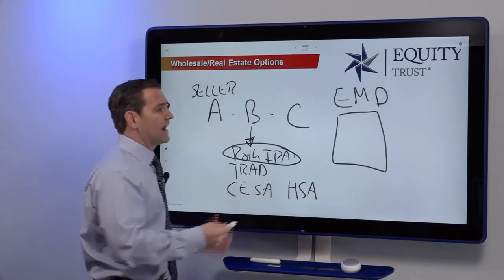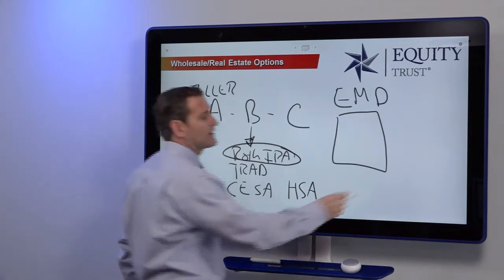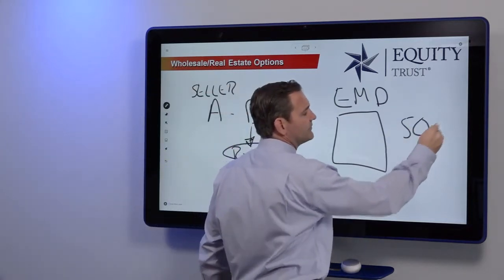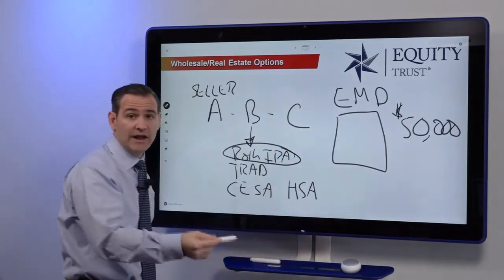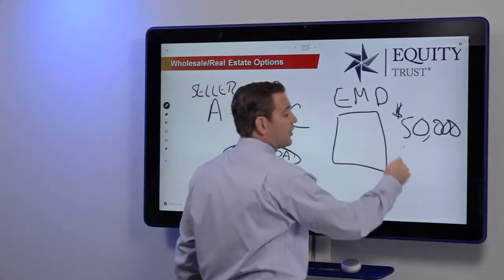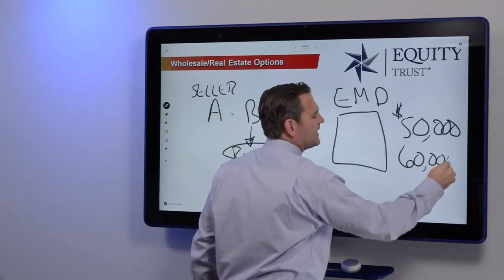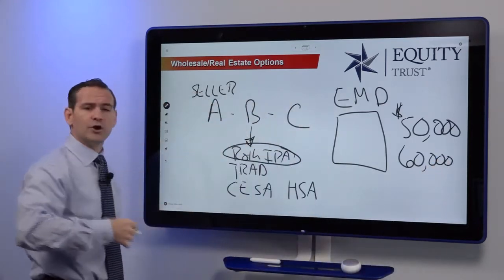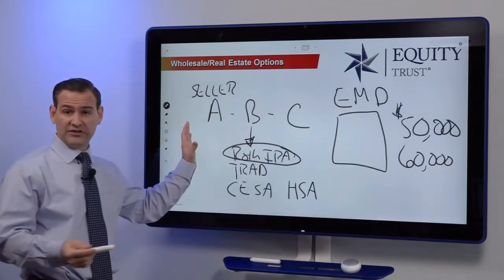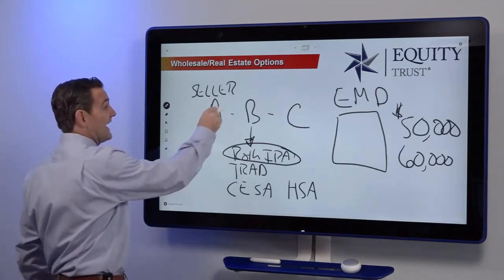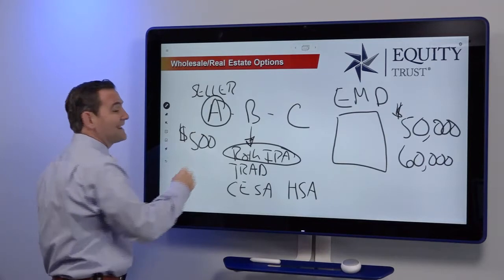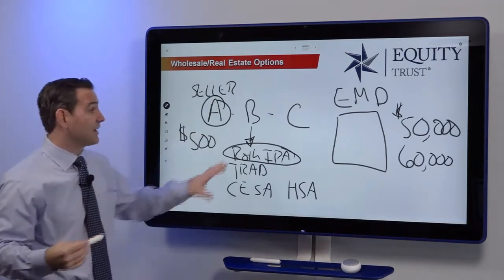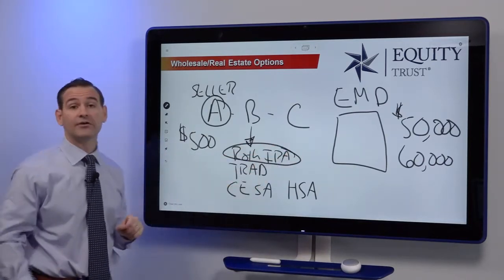So let's say I put a property under contract for, let's say, $50,000, and then I am going to sell that contract to a rehabber for, let's call it, $60,000. And let's say I write an earnest money deposit to the seller, the end seller, that is A, for $500. So my investment from my self-directed IRA is $500.